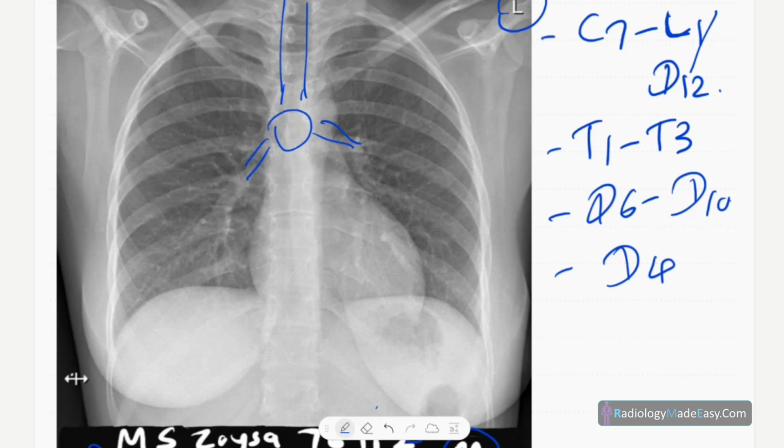The next thing is the superior mediastinum. You have to look for widening of the superior mediastinum.